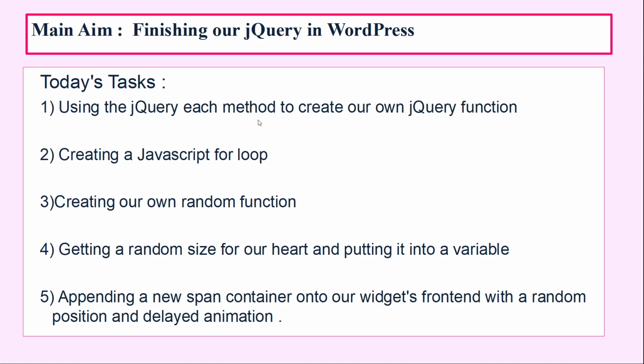We're going to be creating a JavaScript for loop, and we're going to be using that to add in our hearts. We're going to be creating our own random function, and explaining the difference between the general JavaScript random method that we could use and our own one. Then we're going to be getting a random size heart and putting it into a variable.